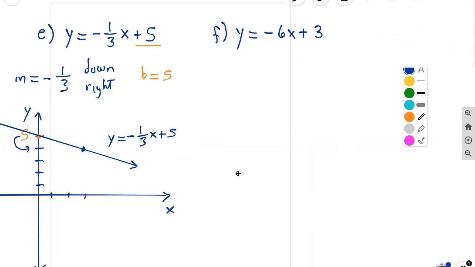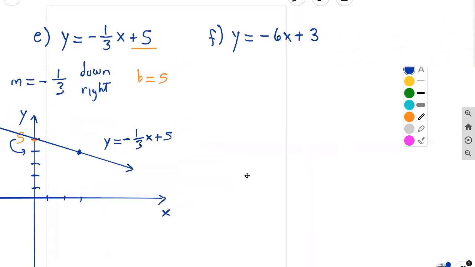Here's the next one. I'm going to tell you what the slope is, what it does, but then I want you to pause the video after and try to graph it by yourself before you look at my solution. m equals -6. -6 as a fraction is -6/1. Anytime you have a whole number without the denominator, it's always over 1. Like a 10 is 10/1, a 9 is 9/1, a 2 is 2/1, and so on and so forth.